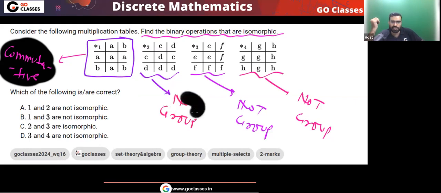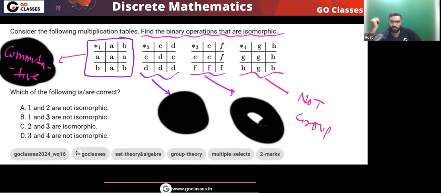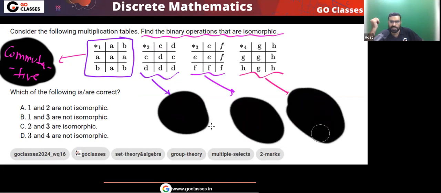What about the second one? Is that commutative? The second one is not commutative. You can notice that CD is not equal to DC. So this is not commutative.